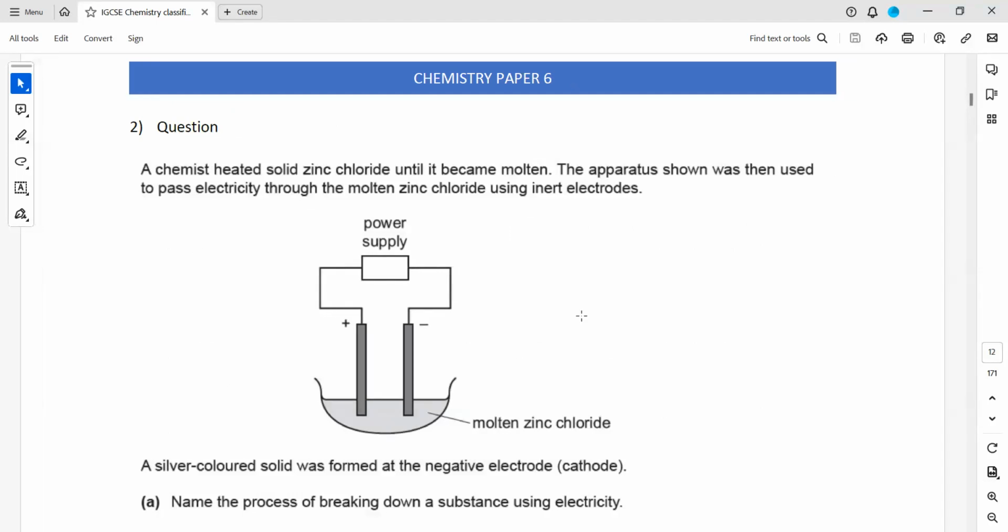And I want active participation, like when I say annotate on the screen, you can annotate on the screen. You can also use the chat or a mic to state the answer. In question 2, the topic is about electrochemistry.